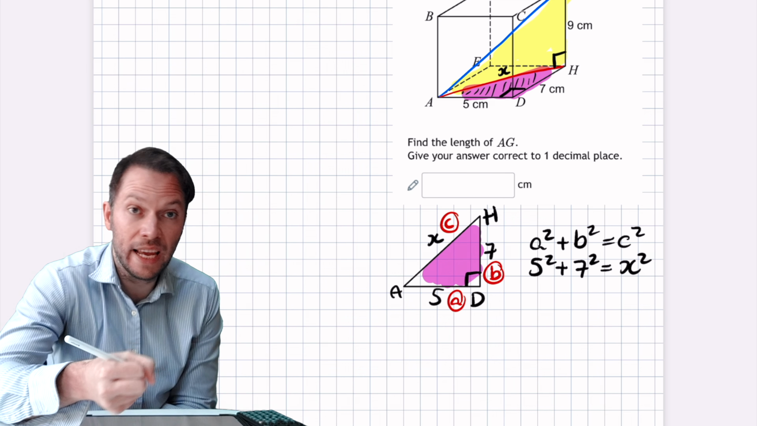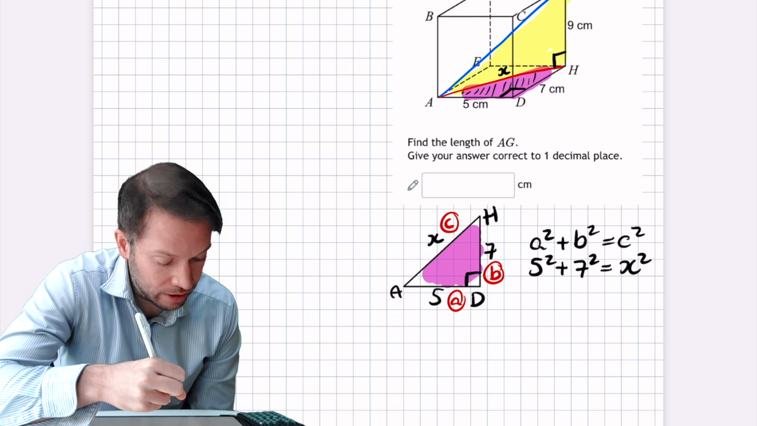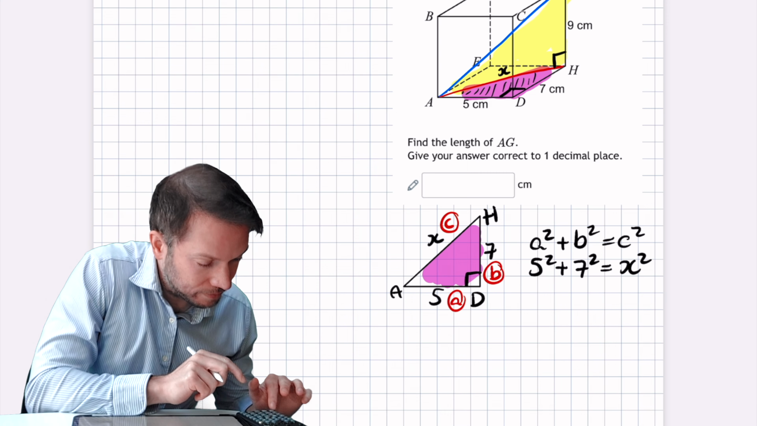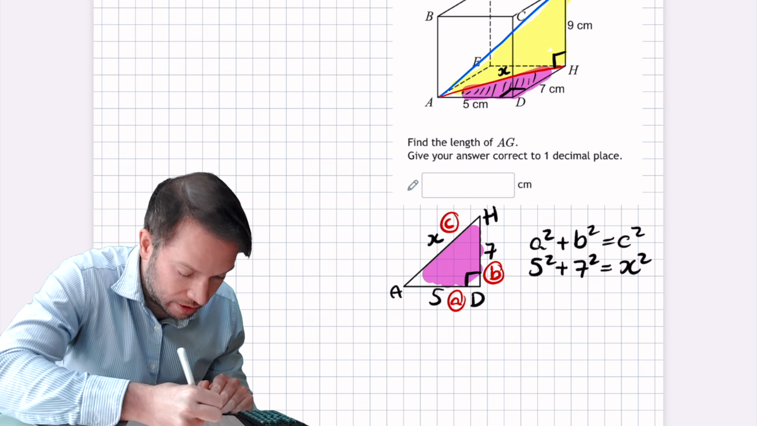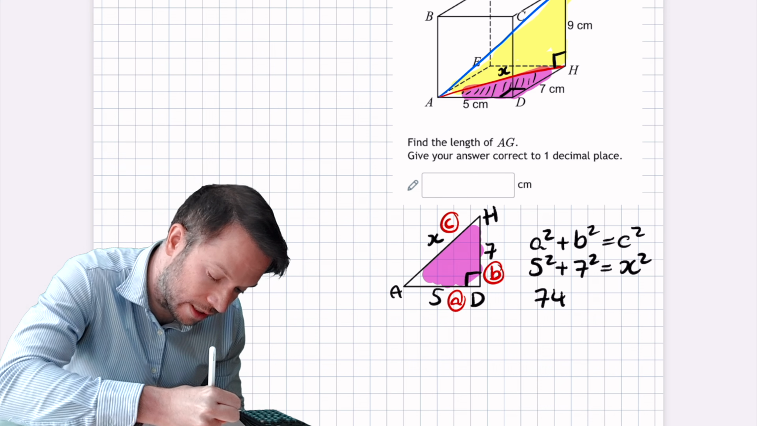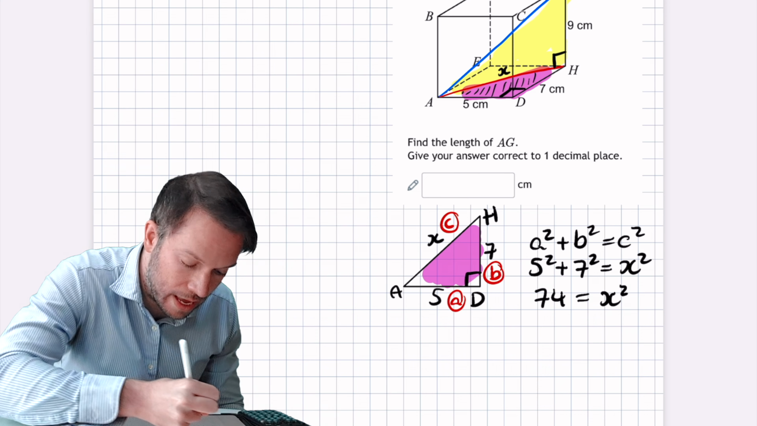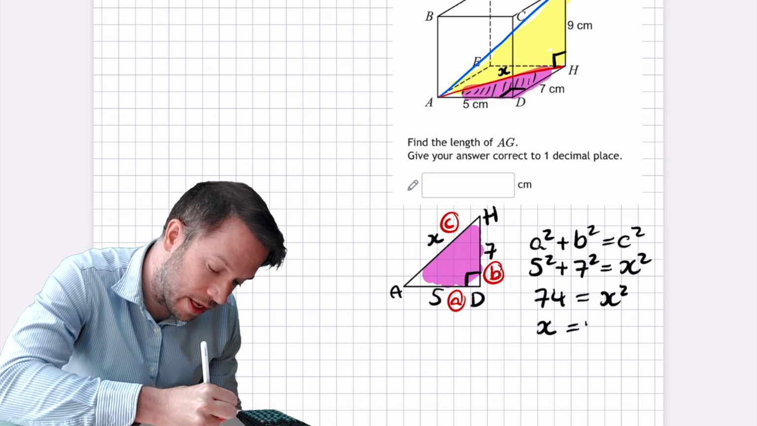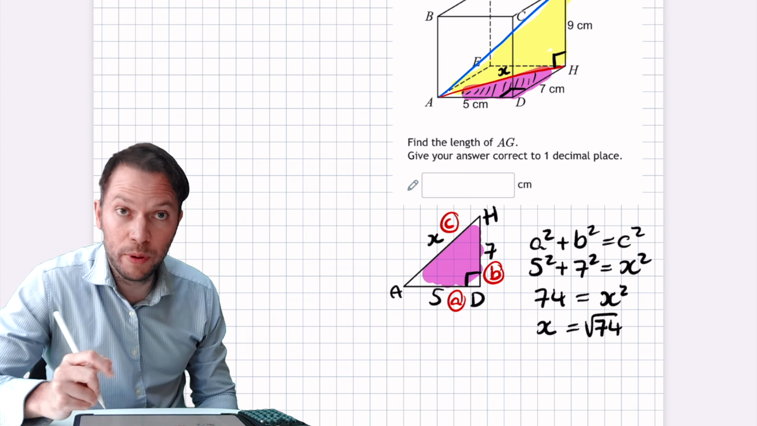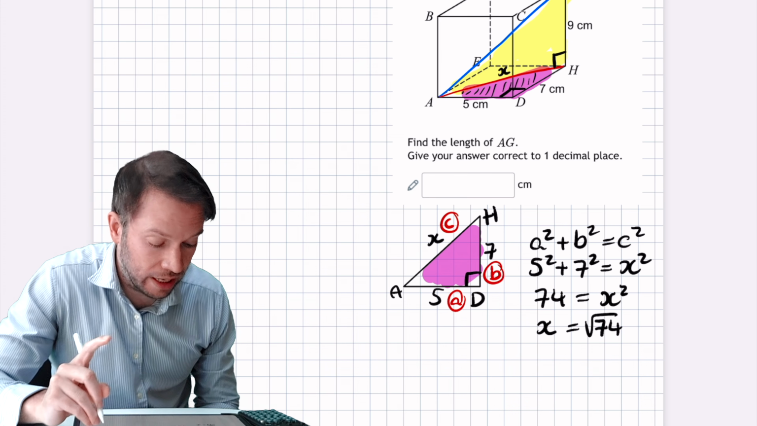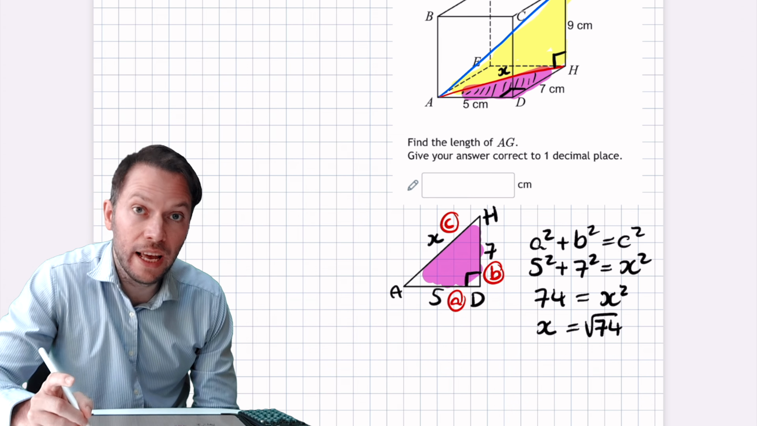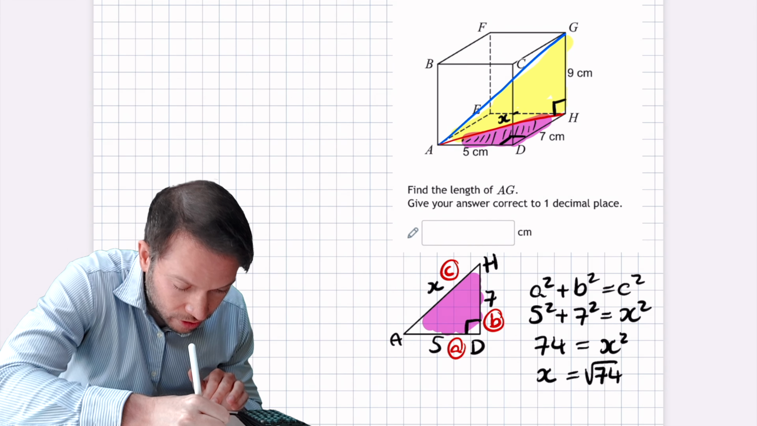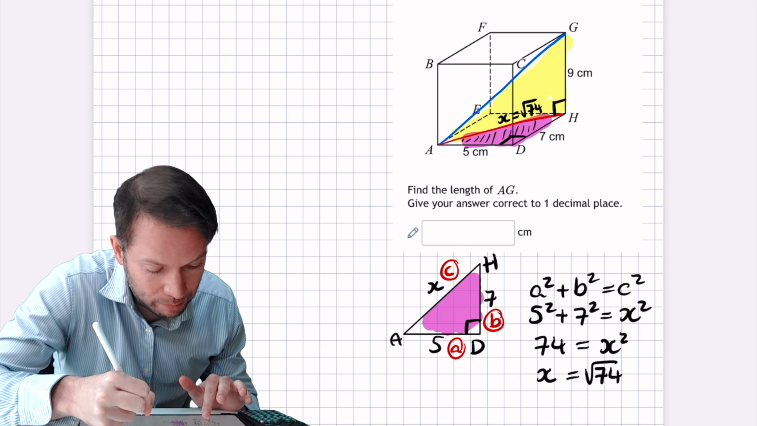So we substitute A, B, and C with the lengths in our triangle. Let's do 5 squared plus 7 squared. That's 74, so 74 is X squared. Then you square root both sides, so X is the square root of 74. Now, you could do that as a decimal, but for reasons which we'll see, I'm going to leave that length of X as root 74. You'll see in a moment. So if I put X on the diagram, we've got root 74 up here.